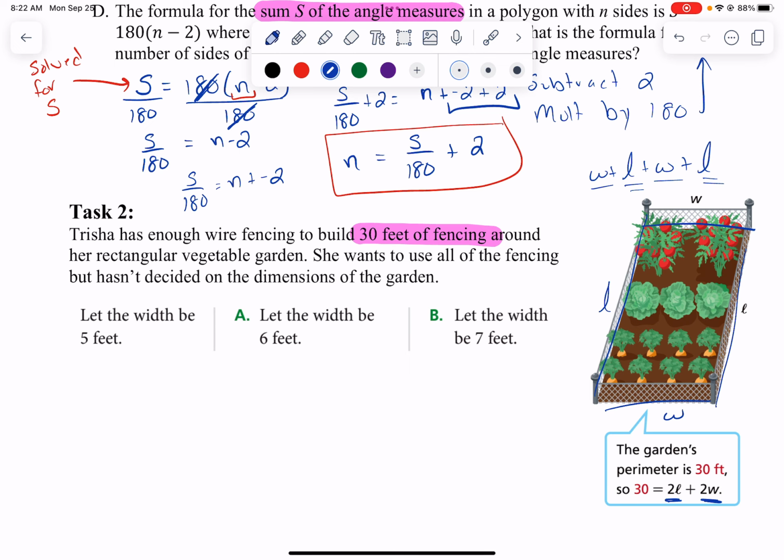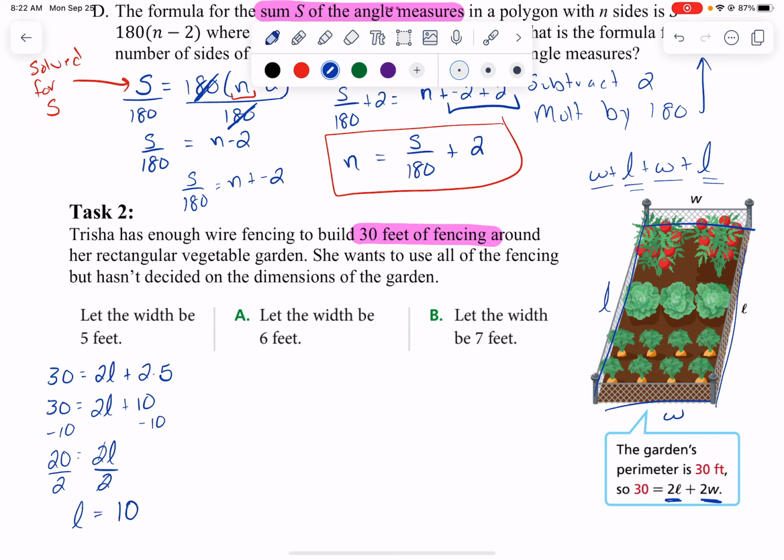Now let's try some hypotheticals. Let's say we want the width to be 5 feet. So we take this equation, 30 equals 2L plus 2 times 5. So 30 equals 2L plus 10. To undo that plus 10, we subtract 10 from both sides. That equals 2L. Then to get the L by itself, I need to divide by 2. So my length would be 10. So I would have a width of 5 and a length of 10.